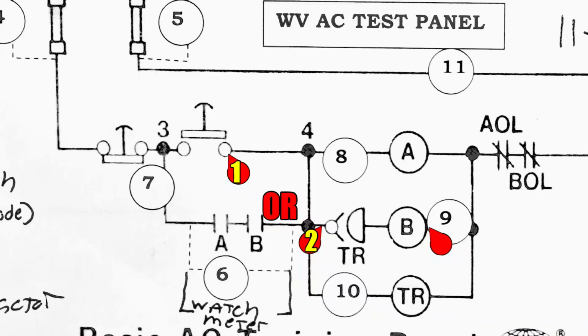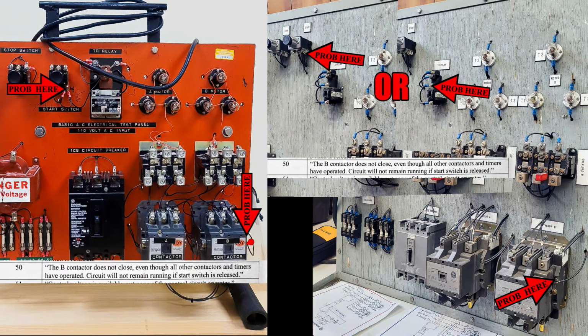Okay, problem number 10. Coming off the B contactor here is one probe, and it could go anywhere on this right side and goes over to the top of the TR relay or to the start switch, option 1 or 2. Any of this is connected. It could even go to the top of the TR relay coil.